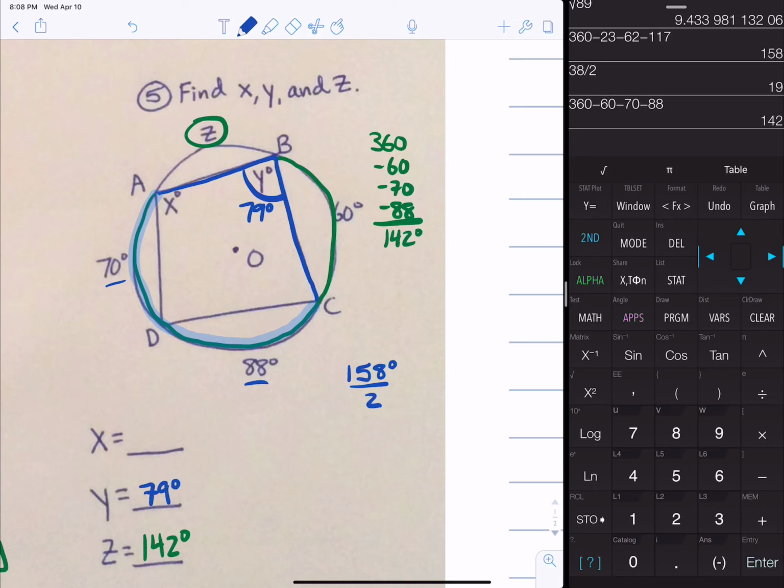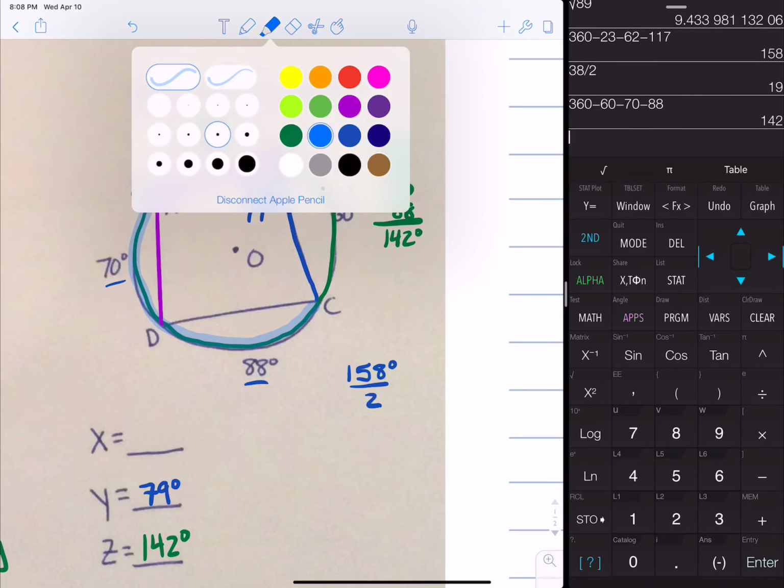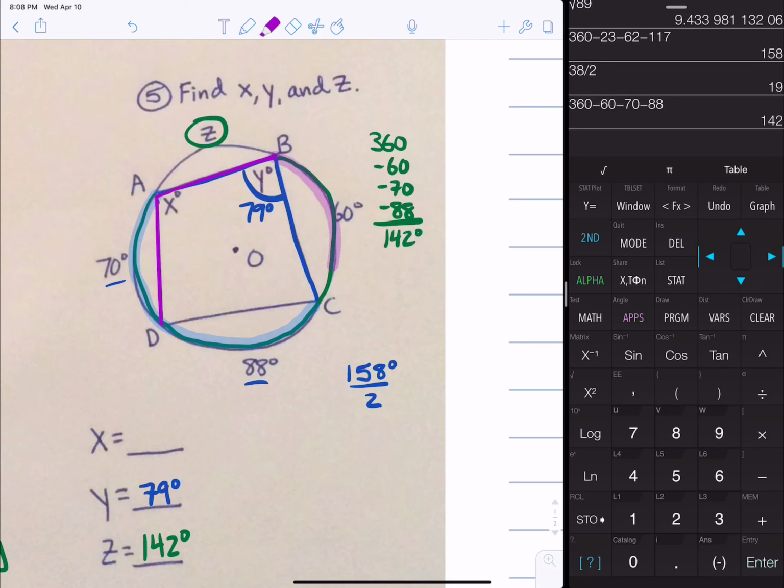And then X opens up to, so angle X is right there. It's like angle DBA, or DAB, sorry. And that opens up to the arc BCD, which is 88 plus 60. So if we add 88 and 60, we get 148. But then that angle that's inscribed, which is X, is 148 divided by 2, which would be 74. All right. So that's it for your practice.